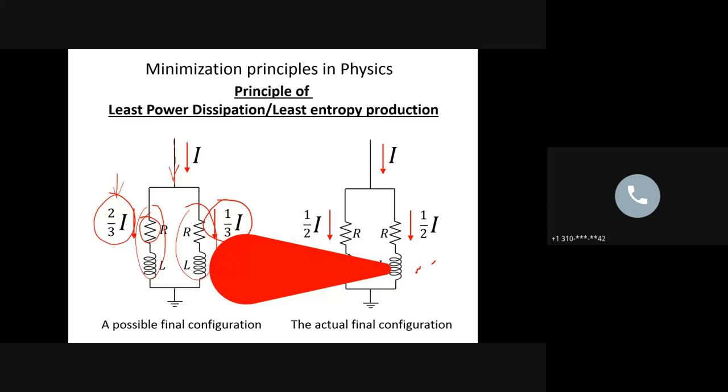The idea then is that circuits tend to dissipate the least amount of power. Now, this is not the same idea as the least amount of energy. This is the least amount of power dissipation, so it's very different. Of course, systems also want to minimize the energy.